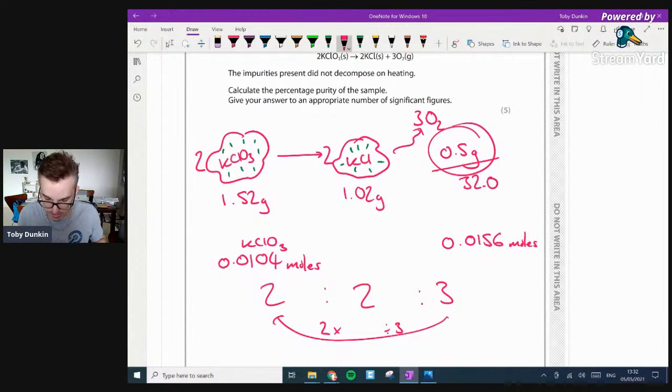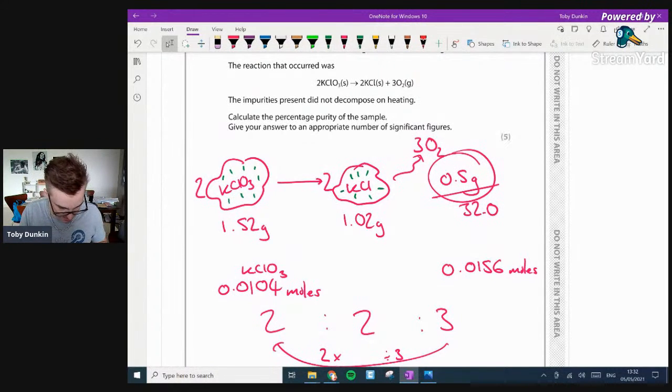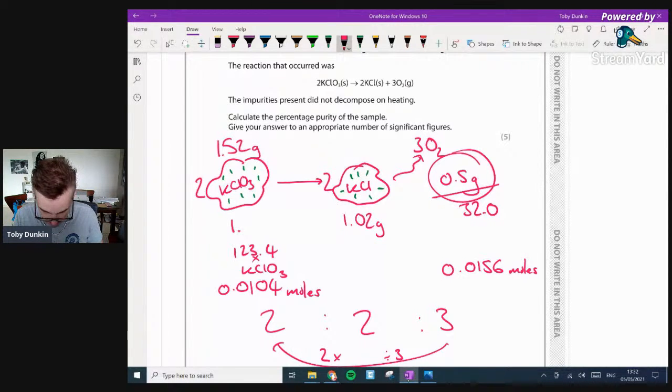So what I can now do is work out its mass. Potassium chlorate is 39.9 plus 35.5 plus 16 plus 16 plus 16, which is 123.4. So I'm going to multiply this by 123.4, the Mr of potassium chlorate. Multiply that number by 0.0104, and I get a mass. The actual potassium chlorate weighed 1.28 grams.